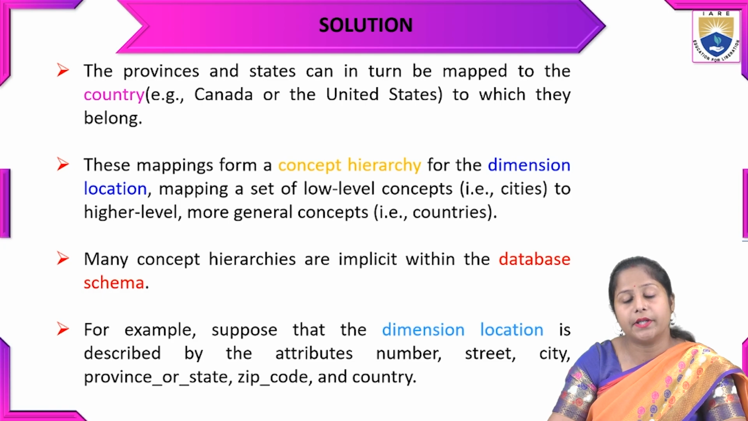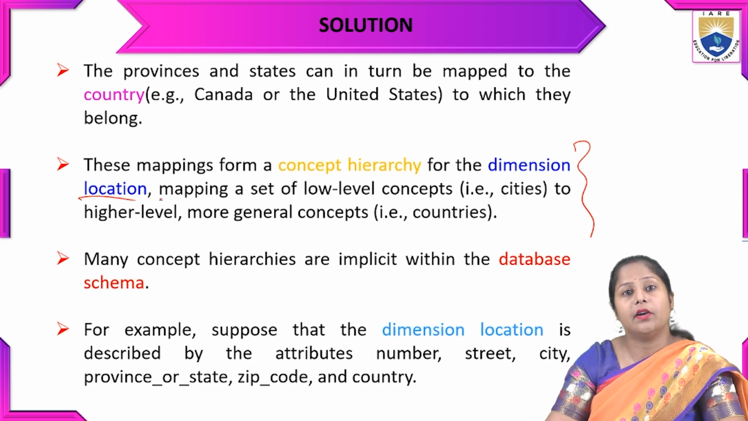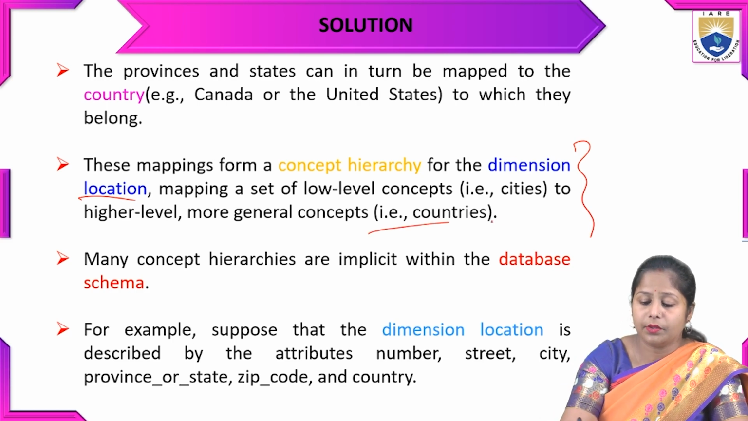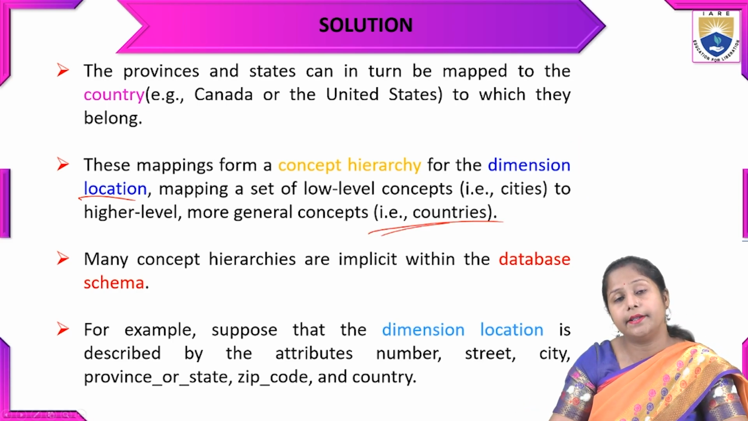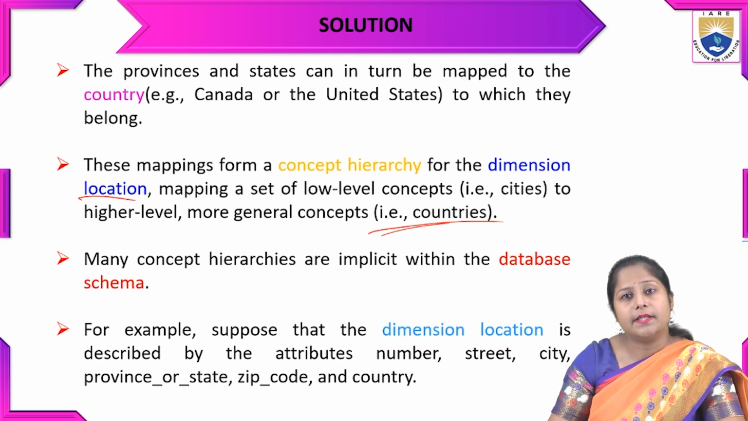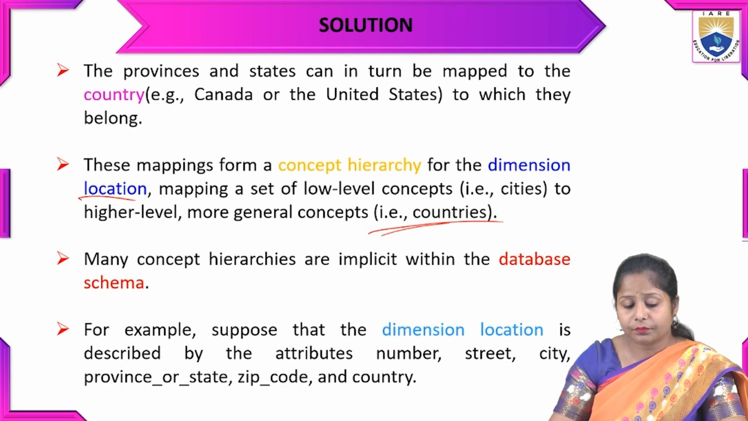So these mappings from a concept hierarchy for the dimension location map a set of low level concepts, that is city, to a higher level, more general concept, that is country. Other related dimensions will also be mapped in this concept hierarchy. Now the meaning of the concept hierarchy is implicit within the database schema.